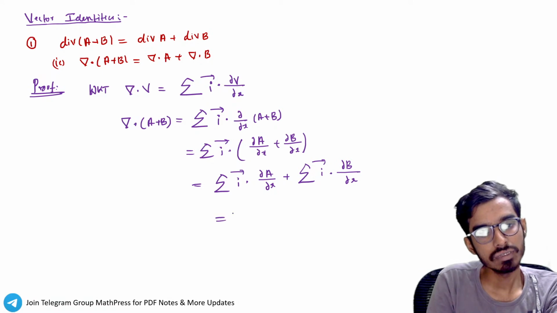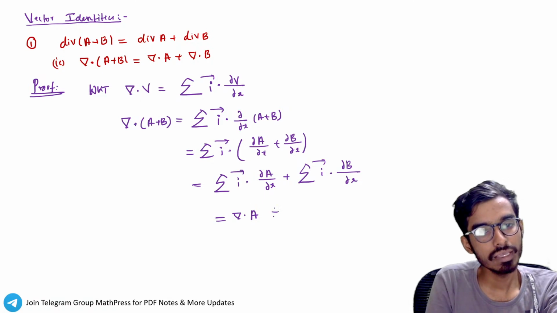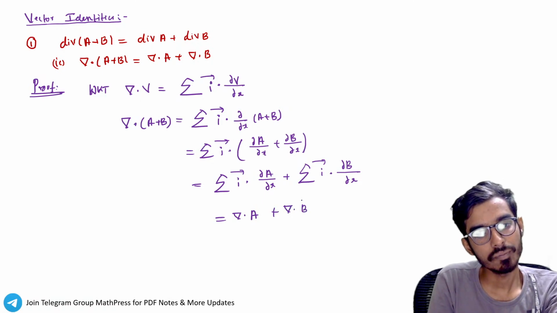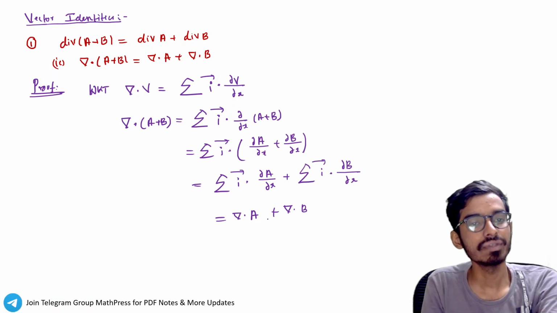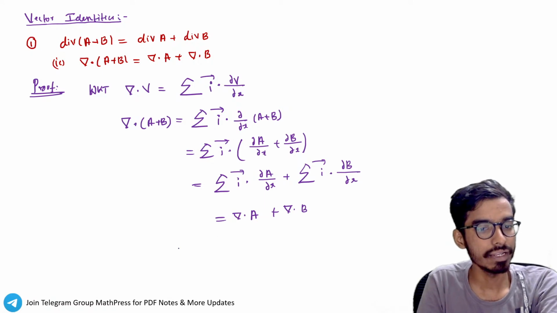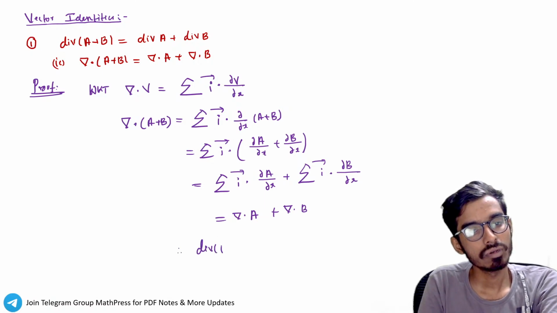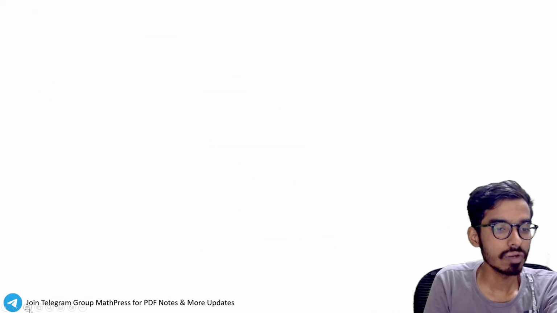So what is this? This is del dot a, right? Because del dot b is summation i dot dou b by dou x, so instead of b we have a, and this is divergence of b. That's it. So we have proved divergence of a plus b is divergence of a plus divergence of b. This is the first identity. So we move on to the second identity.